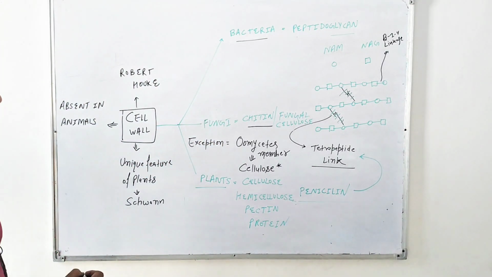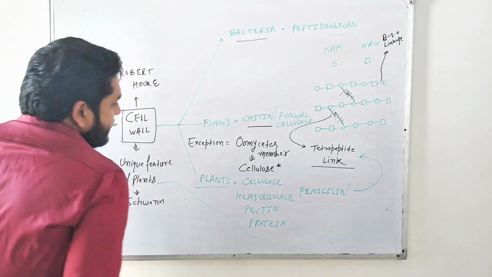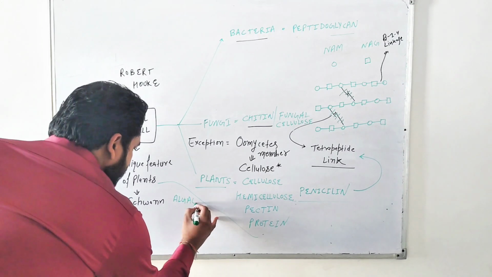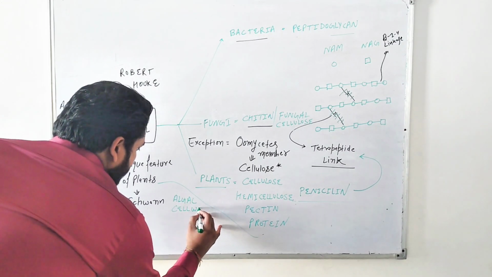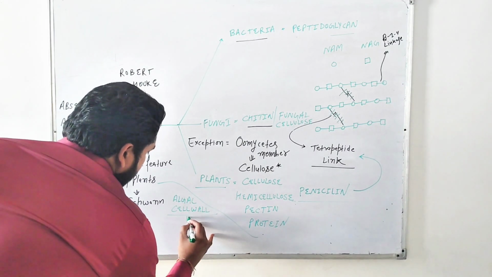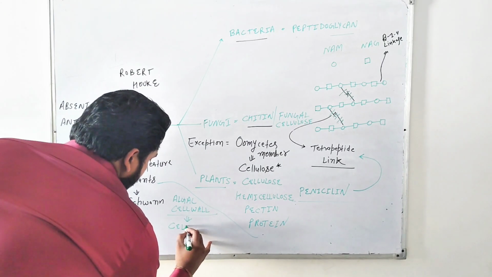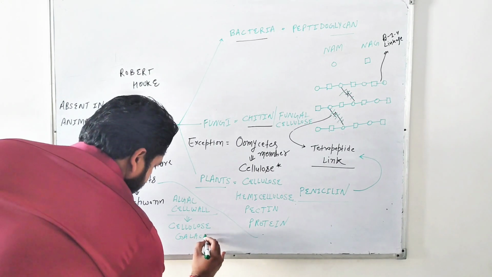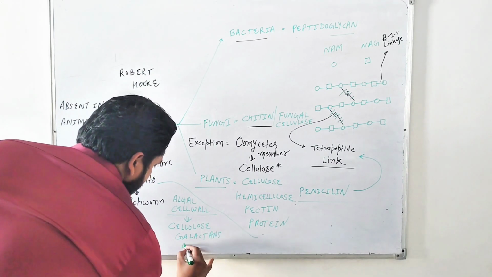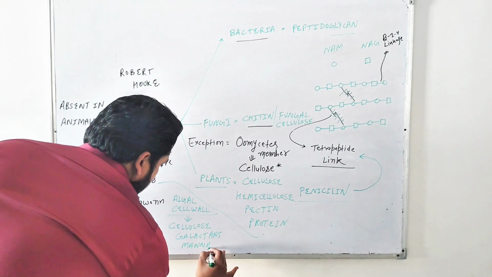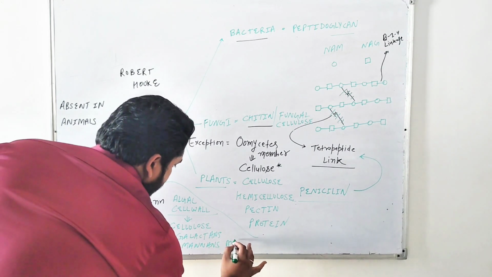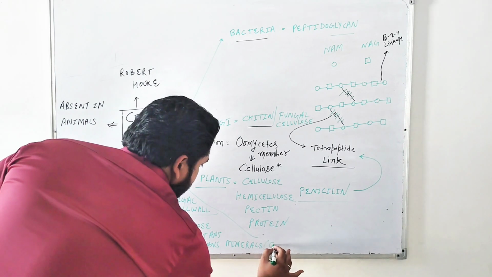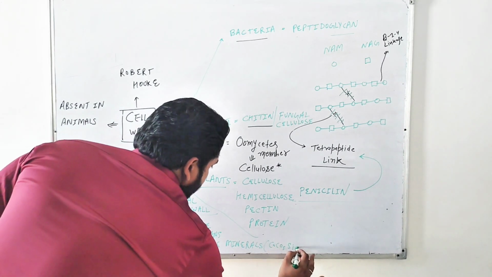One more thing is given in your NCERT, that is algal cell wall composition. For that, you also have to remember that the algal cell wall is made up of cellulose. Next one galactans. Next one mannans, and next one minerals. And what type of minerals over there? Like calcium carbonate and SiO2, silicon dioxide.